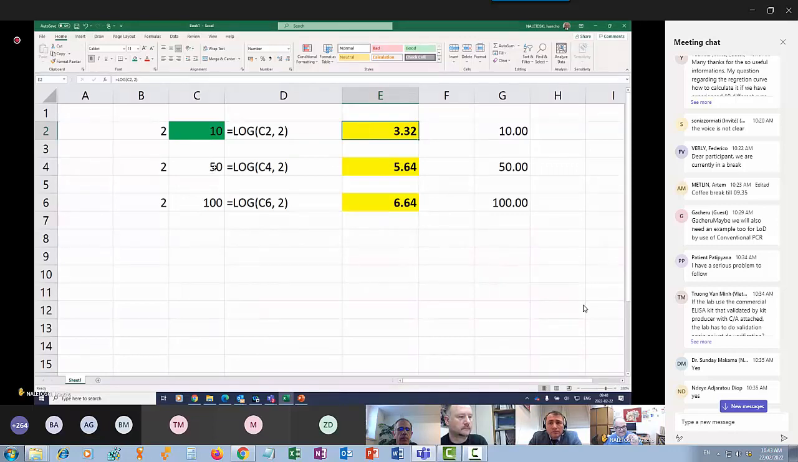But if we do 50-fold dilutions or 100-fold dilutions, then the slope will of course change, because the question will be, in that scenario, how many cycles do I need to amplify the number of molecules 50 times? So it will be a slope of 5.64, or if we want 100-fold dilutions, 6.64.